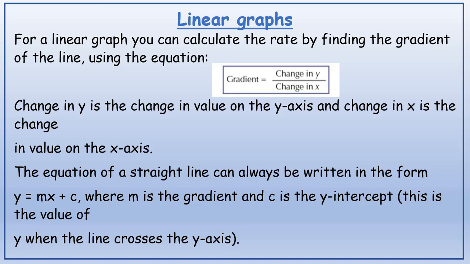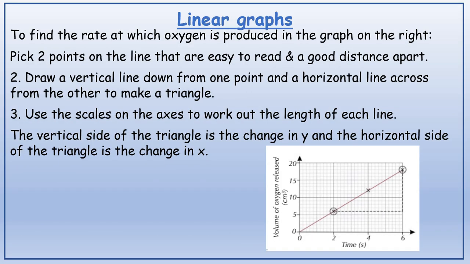The equation of a straight line can always be written in the form y equals mx plus c, where m is the gradient and c is the y-intercept. To find the rate at which oxygen is produced in the graph on the right, pick 2 points on the line that are easy to read and a good distance apart.